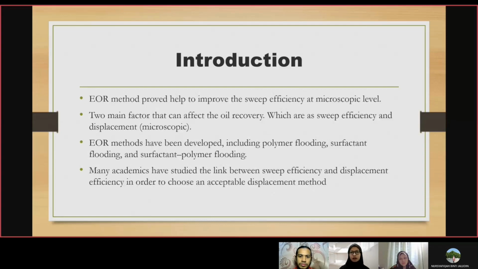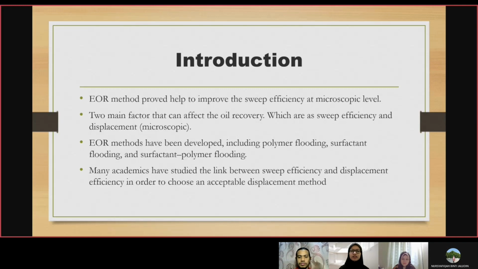In reality of EOR in industry, there are two main factors that can affect the oil recovery. These two factors can be classified as sweep efficiencies and displacement efficiencies. Based on these two variables, several EOR methods have been developed, including polymer flooding, surfactant flooding, and surfactant polymer flooding. As a result, many academics have studied the link between the sweep efficiencies and displacement efficiencies in order to choose an acceptable displacement method.